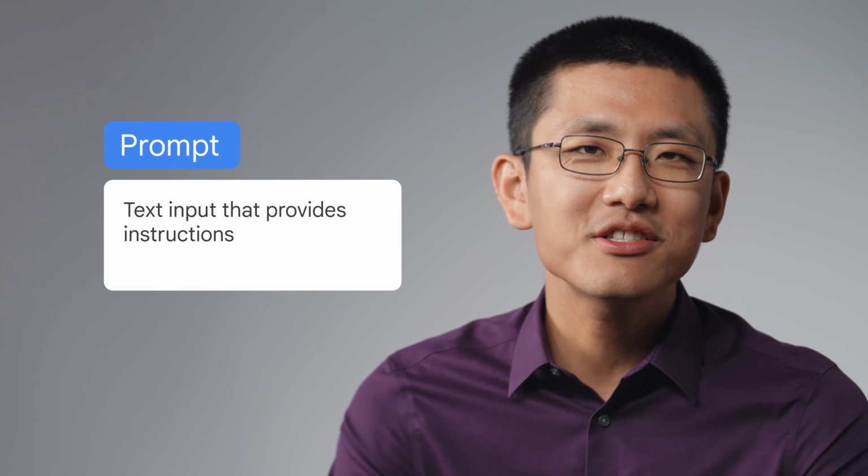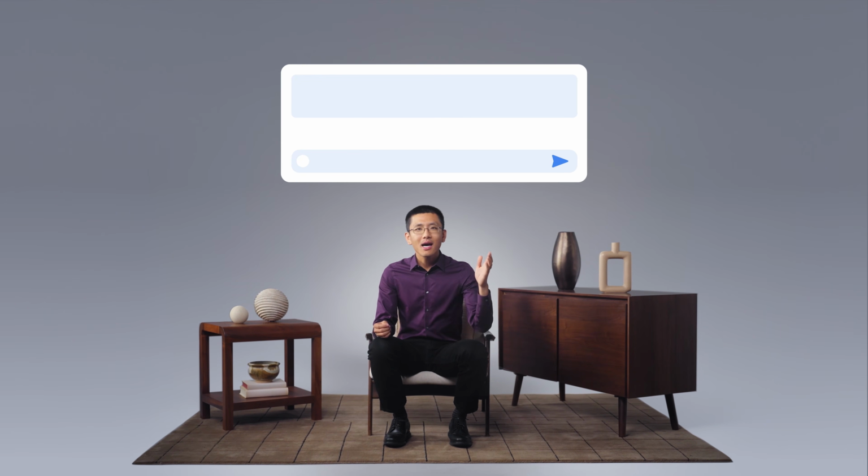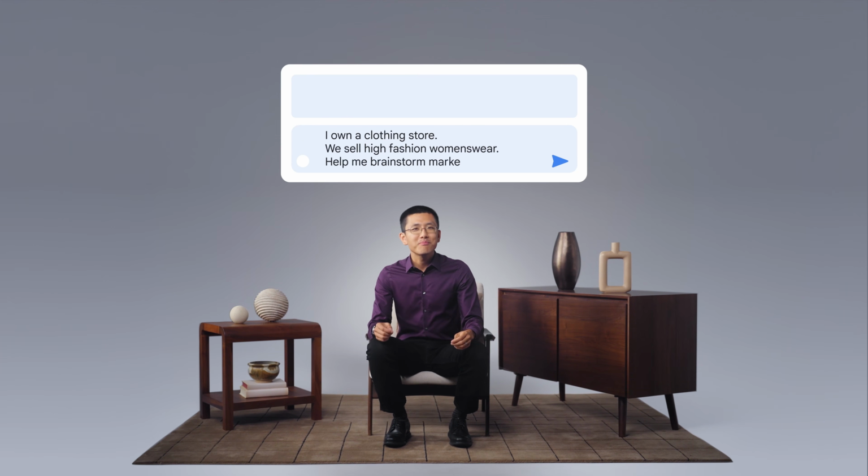The same is true when prompting a conversational AI tool with a question or request. A prompt is text input that provides instructions to the AI model on how to generate output. For example, someone who owns a clothing store might want an AI model to output new ideas for how to market their clothing. This business owner might write the prompt, "I own a clothing store. We sell high fashion women's wear. Help me brainstorm marketing ideas." In this section of the course, you'll focus on how to design or engineer effective prompts to achieve more useful results from a conversational AI tool.